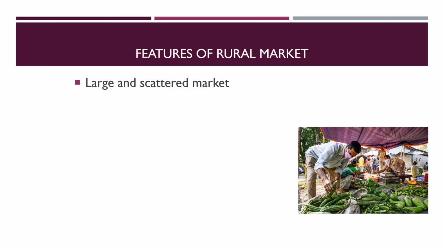There are certain features of a rural market which we'll have to discuss, and going to the first one, it is a large and scattered market. So the rural market is a large market, and this is not the central market or all together at one point. It is a scattered market. The data says that around 65 to 70% of the population stays in the rural part. So it is a huge market.